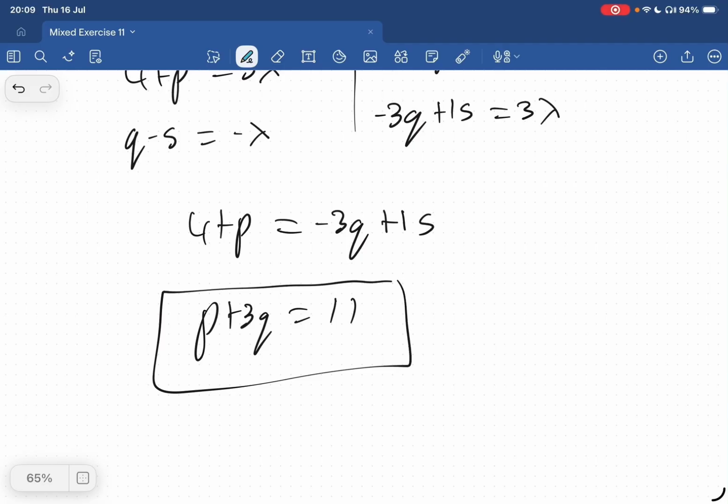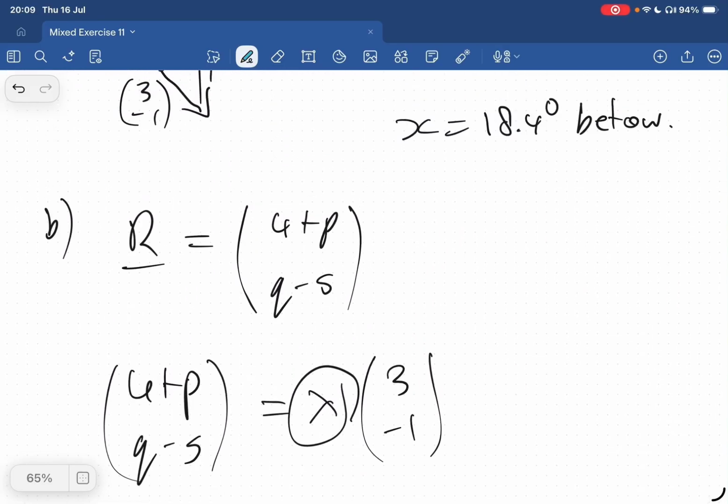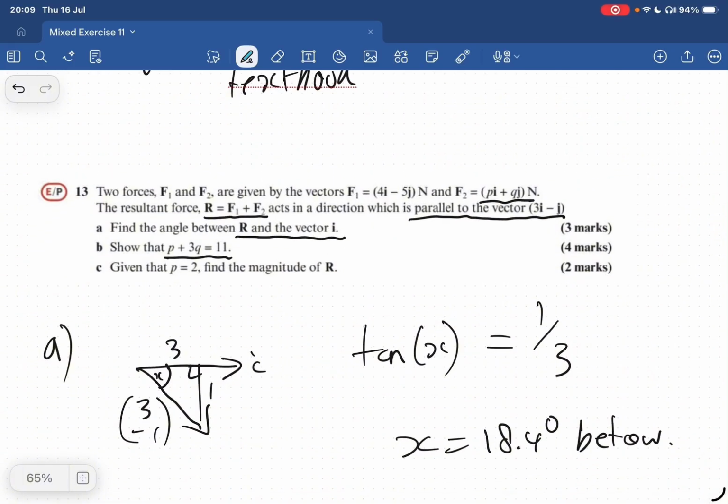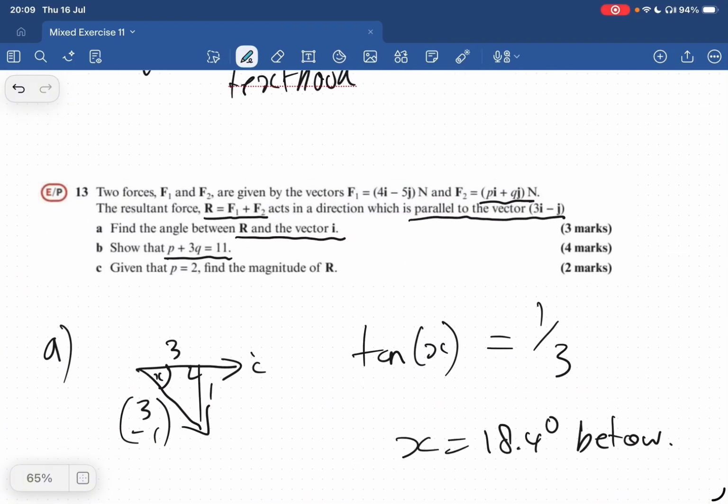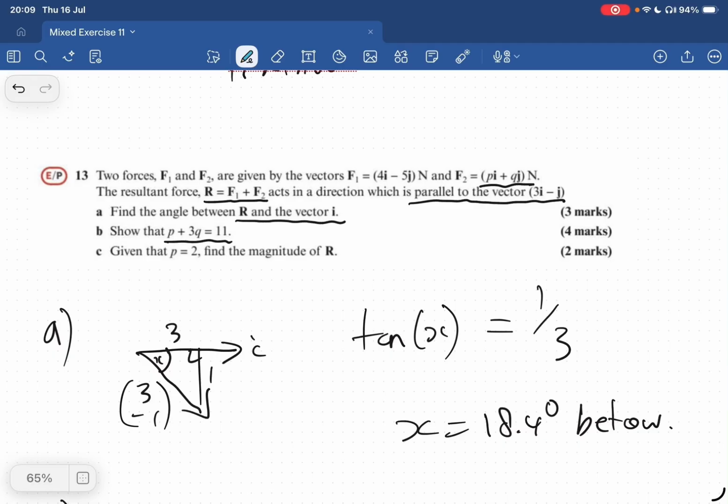This is problem solving. Not knowing how you'd choose to do that step is the hard bit. The actual algebra behind this is not difficult, but it's trusting that this is how we can create a formula in terms of p and q. We know we've got enough information, with this resultant vector being parallel to this vector, that can give us an equation in terms of p and q.